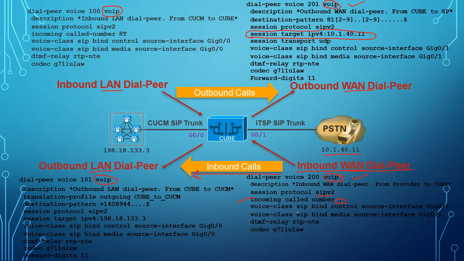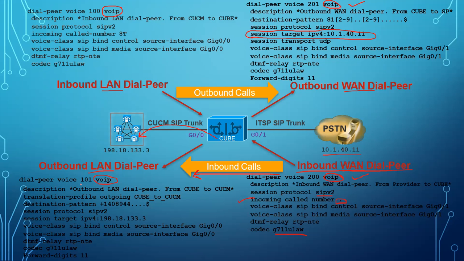And then these things like SIP bind, control source interface, media, DTMF relay, codec, all these things are common for all the dial peers, right? The main thing is when the inbound dial peer will hit. Now the call is on the gateway. Now it should hit the outbound LAN dial peer because this call is going to CUCM. Now it will hit this outbound LAN dial peer.